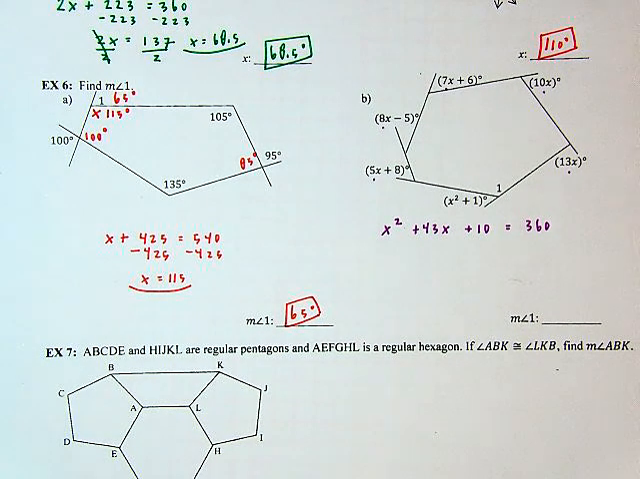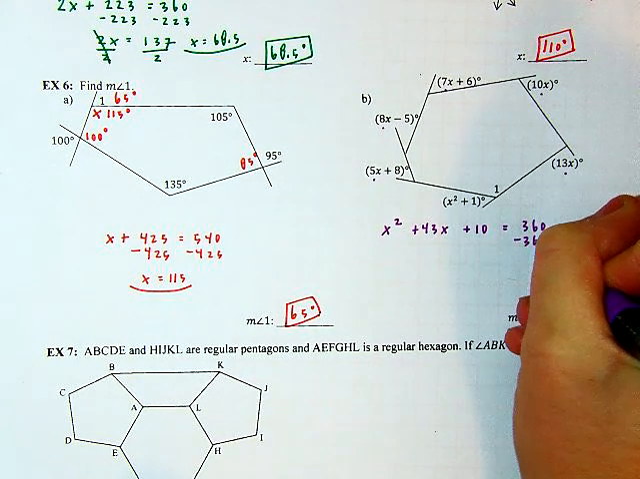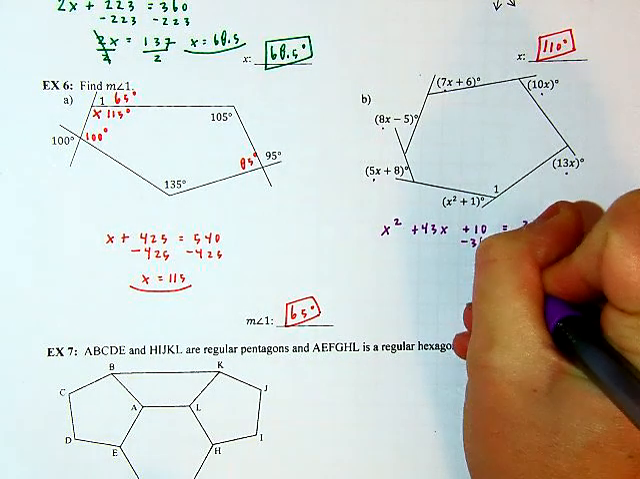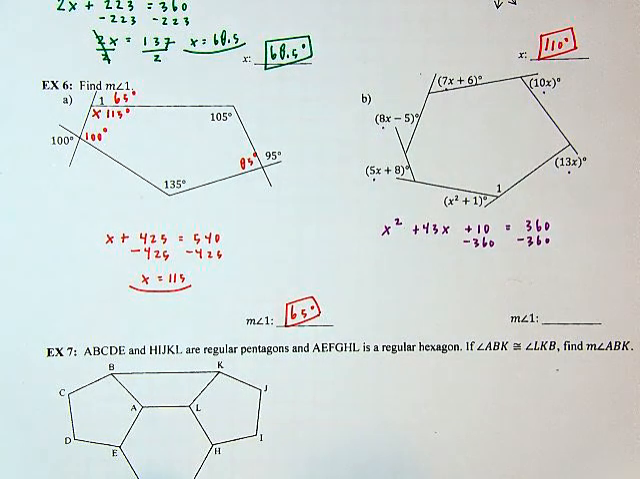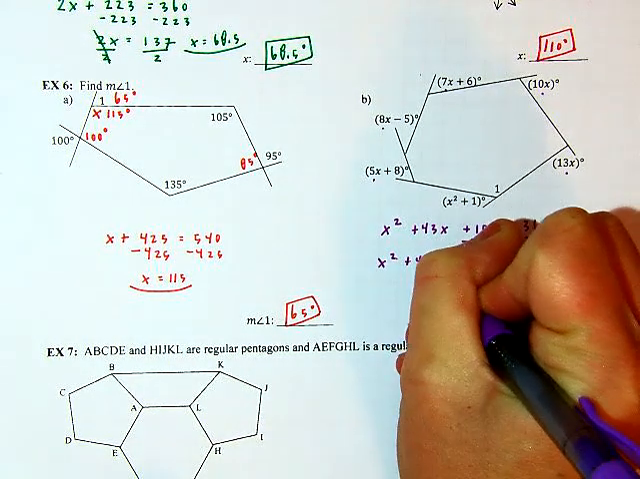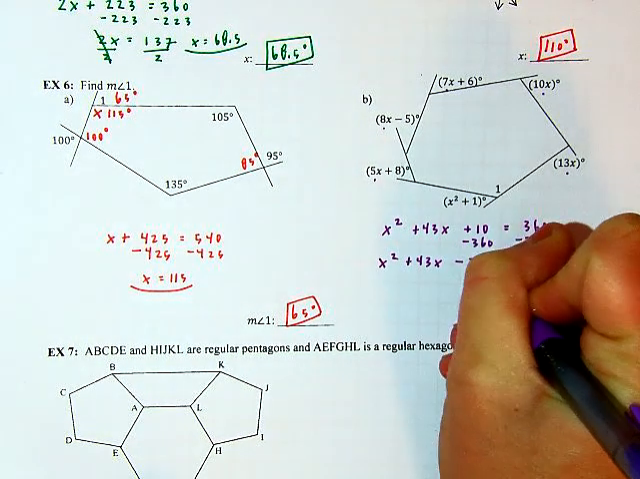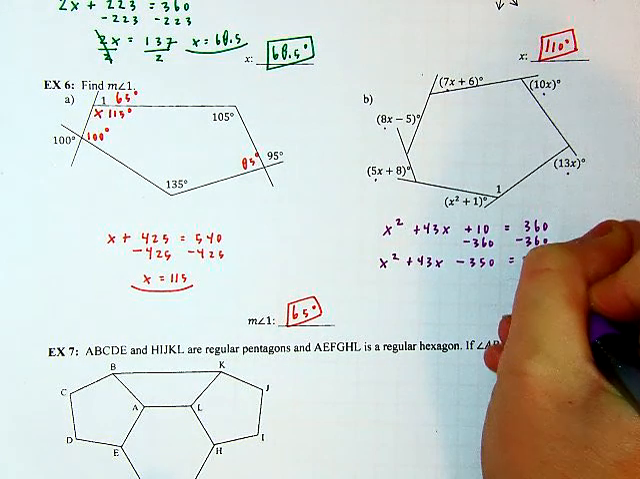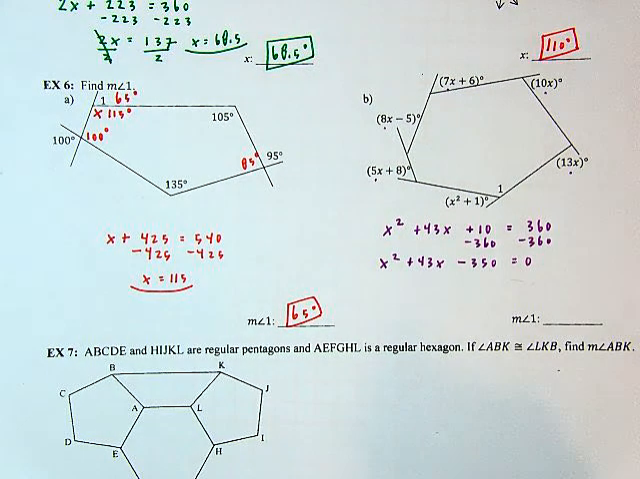Okay, so I see it's a quadratic equation. I've got to make sure it's equal to 0 before I can solve. So I'm going to take away that 360 from both sides. So x squared plus 43x minus 350 equals 0. Okay, so now I'm looking for two numbers that multiply to negative 350 and add to 43.